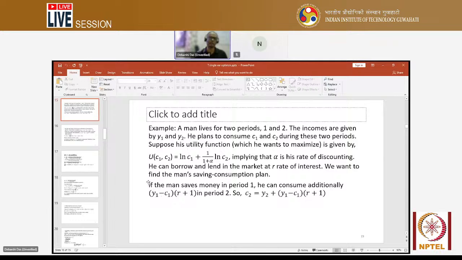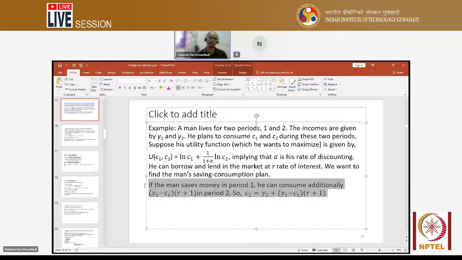So this is what you need to pay attention to. Suppose in period 1, he is saving some money. How much money is he saving? Y1 minus C1, because his income is Y1 and his consumption is C1. So Y1 minus C1 is the money that he will be saving. Now on that, he will earn some rate of interest. What is the rate of interest? R, in period 2.